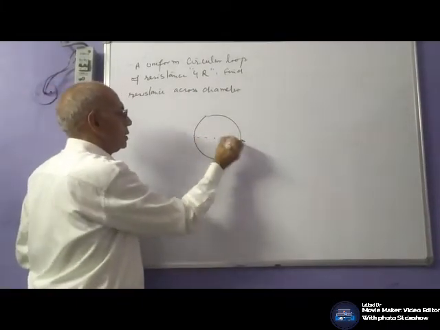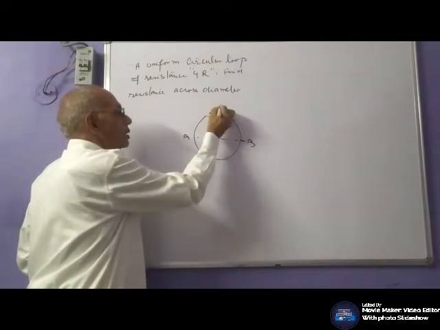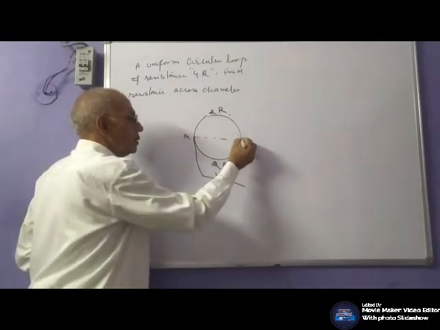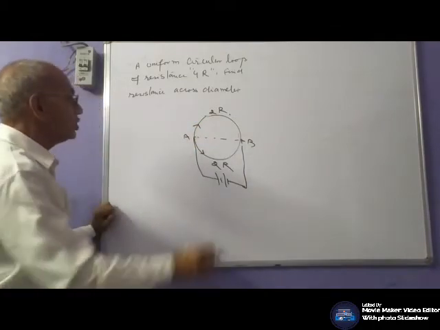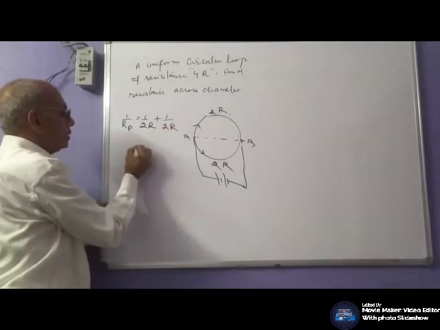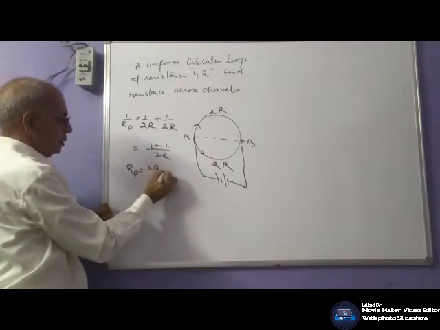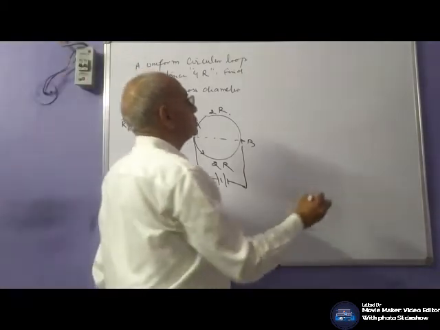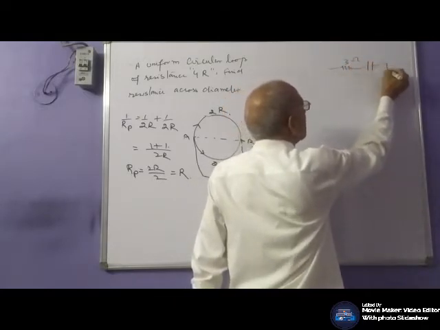Find across the diameter, across AB. So resistance above AB is 2R, below AB it is 2R. Think of a battery connected here. Now there are two paths, so these are in parallel. LCM 2R. So R equivalent is R. There is a resistance of 3 ohm.